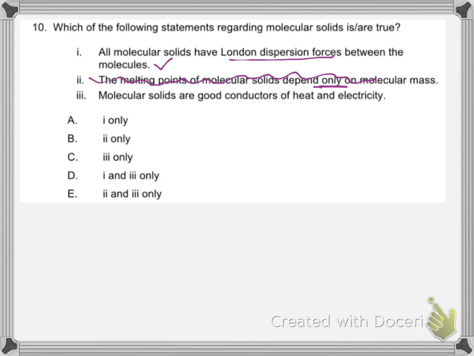And then finally, molecular solids are good conductors of heat and electricity? Oh, I should think not. No, they're poor conductors, right? So our good conductors are going to be metallic solids or ionic solids once they're dissolved, and some network covalent, for example, graphite. So this one is also not true. The only one here that actually is true is choice 1. So A for the win.